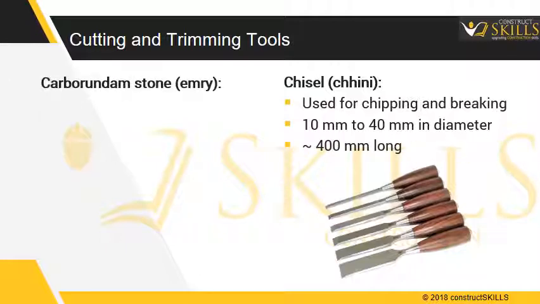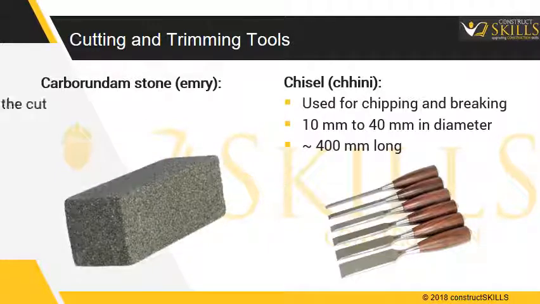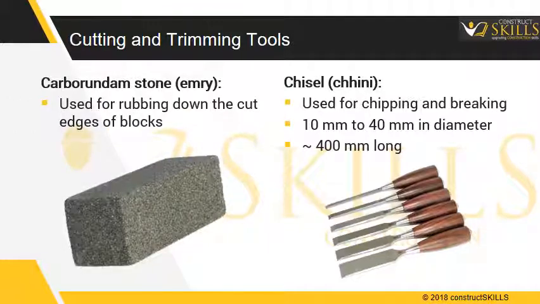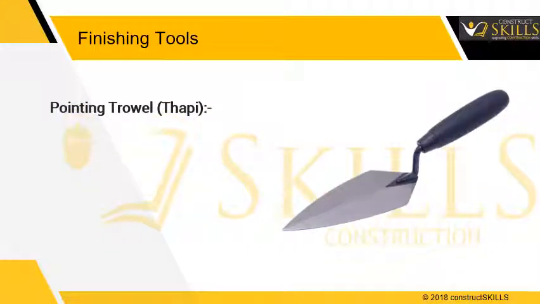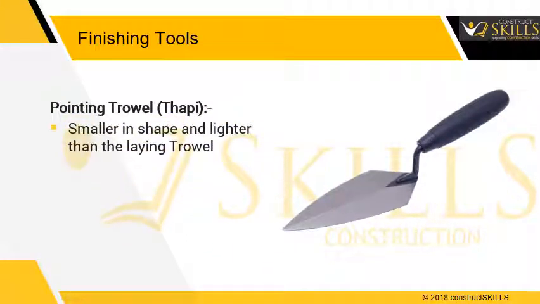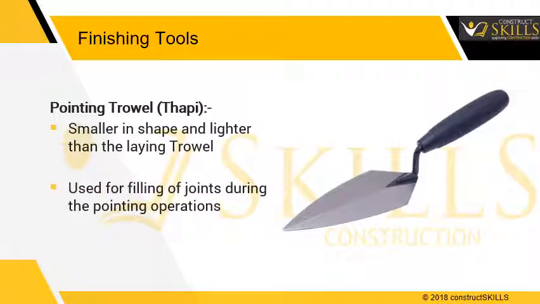Carver and dam stone, also known as emery. These are used for rubbing down the cut edges of blocks. Next category of tools are used for finishing work. Pointing trowel. These are smaller in shape and lighter than the laying trowel. They are used for filling the joints during pointing operation.